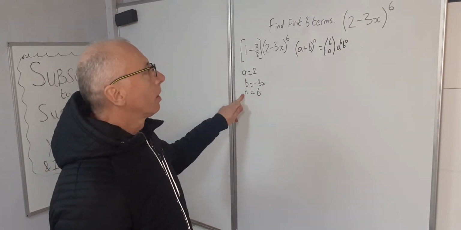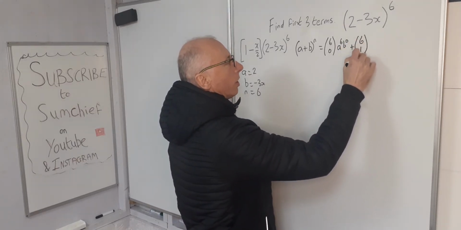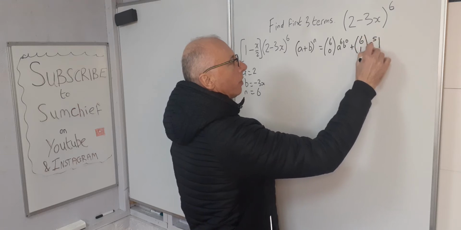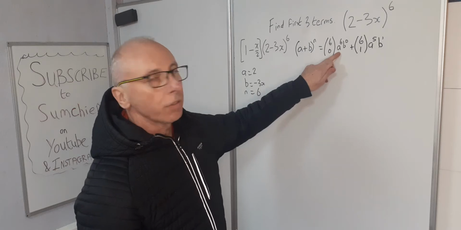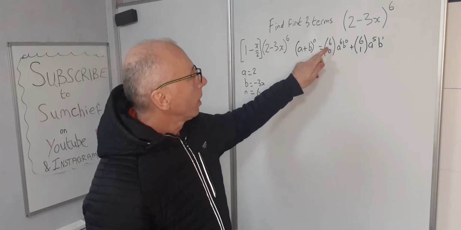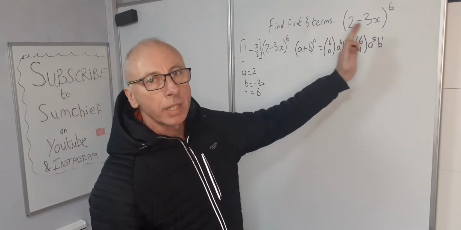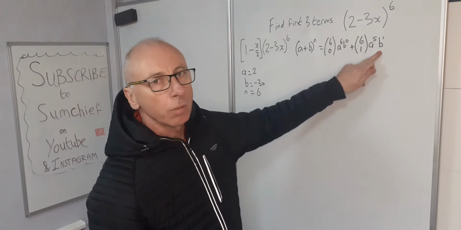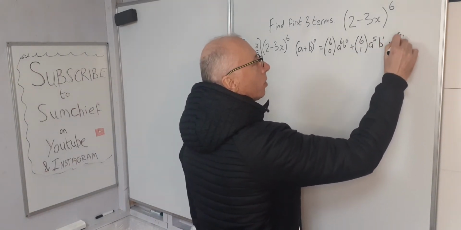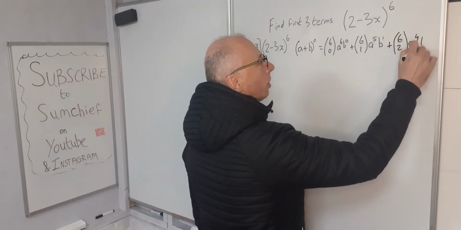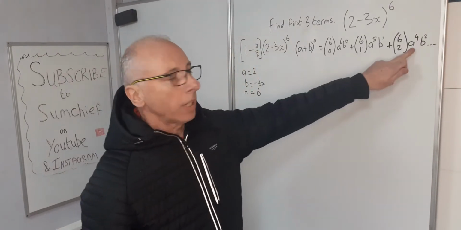That's these terms here. And then we add 6 choose 1, a to the power of 5, b to the power of 1. So all these terms are going to decrease or increase by 1. The 6 will remain constant, a to the power of 6, a to the power of 5, so that's coming down by 1. The b to the 0, b to the 1, that's going to increase by 1. So our next term will be 6 choose 2, a to the 4, b squared, and so on and so on. And that'll go all the way down till you get a to the 0.